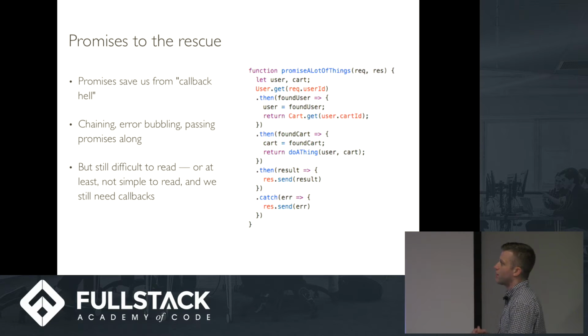They save us from that callback hell. There's no pyramid of doom here. And there are some extra things that promises give us that aren't just saving us from that pyramid of doom. We get chaining very easily. We can pass promises down the line. We can error bubble all the way down to the bottom, so there's no if error. We can pass promises themselves along really easily with that dot then function.